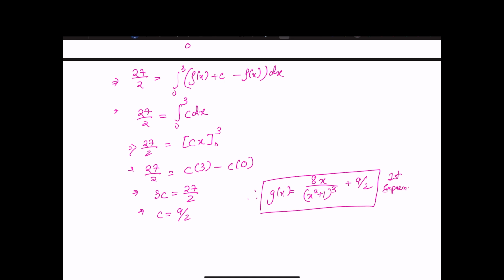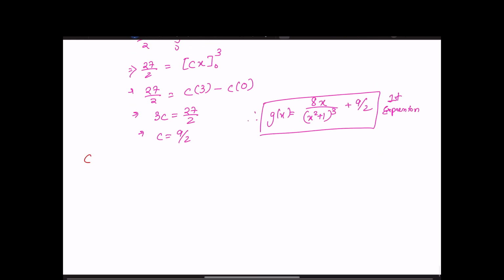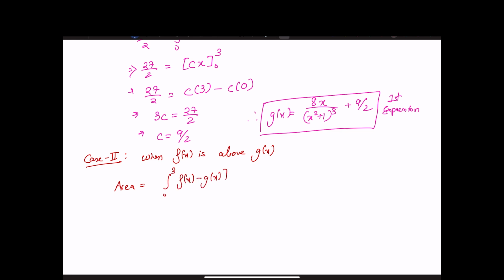Now we can have another expression for gx. This will happen when fx is above gx, right, which will be your case 2. Fx is above gx. So your area becomes the integral from 0 to 3 of fx minus gx dx.